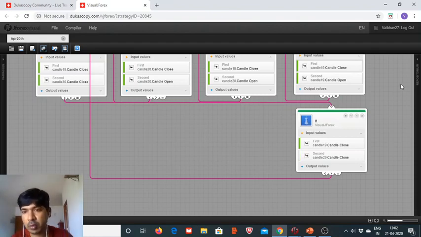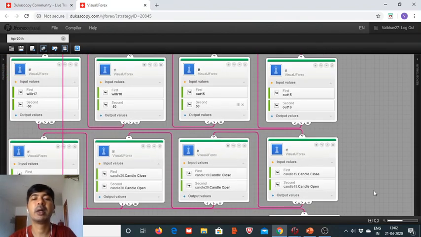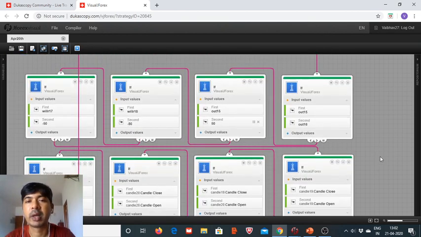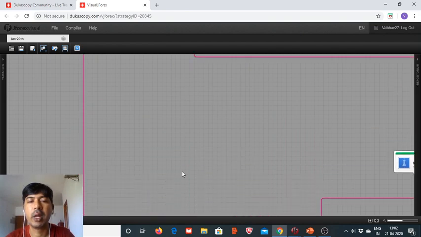So this is the development so far. We are almost done with the buy side. We of course need to do some changes, some modifications in the market open order, but we will do that in tomorrow's session only.